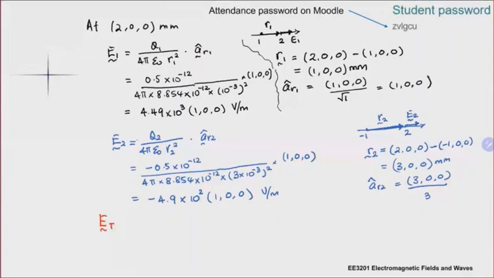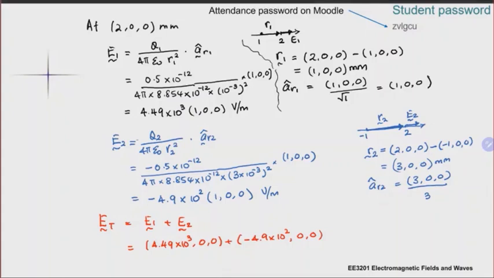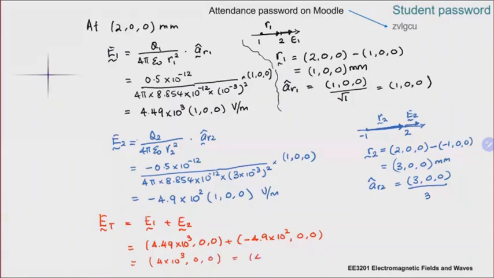The electric field will be E1 plus E2. Okay, so you work out the total electric field will be 400 kilovolts per meter.